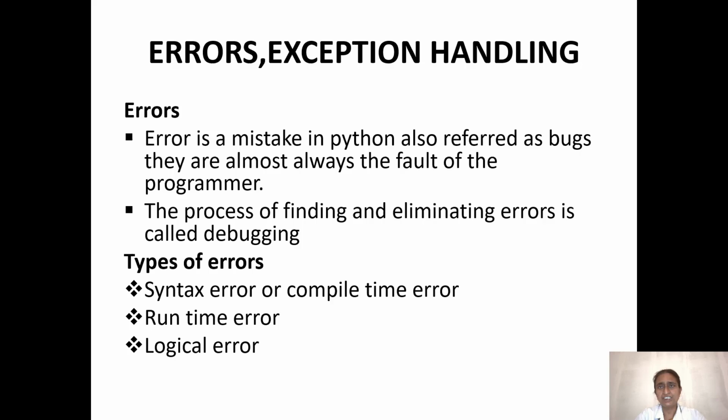Next is error and exception handling. What is an error? An error is a mistake in Python, also referred to as a bug, that is almost always the fault of the programmer. The process of finding and eliminating errors is called debugging.